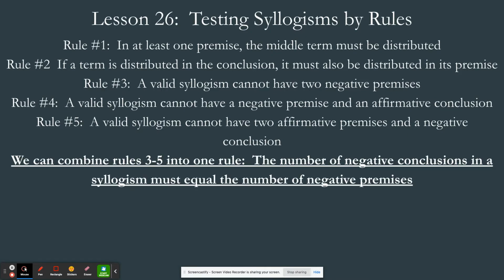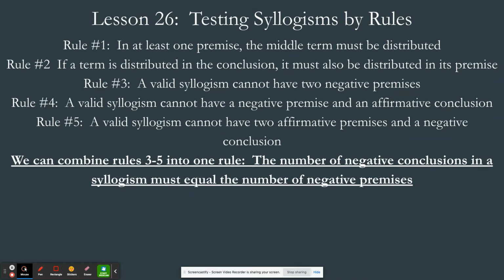So here's what I do want you to write down on this screen. We can combine rules 3 through 5 into one rule. Here's a quick, fast, and dirty way for you to evaluate syllogisms right off the bat. The number of negative conclusions must equal the number of negative premises. Now, that's a funny way of writing it.